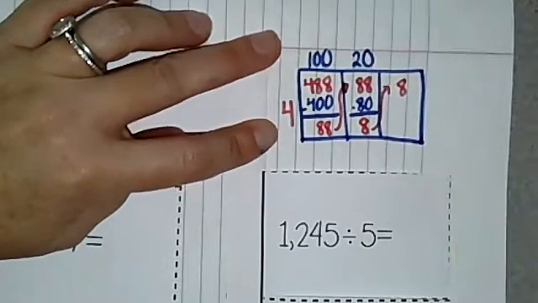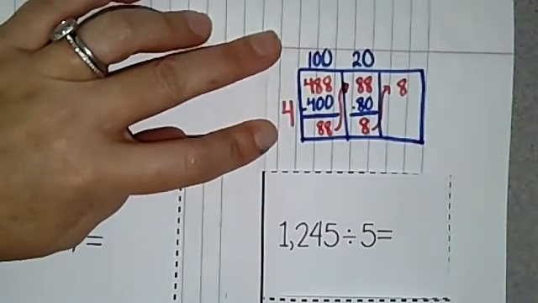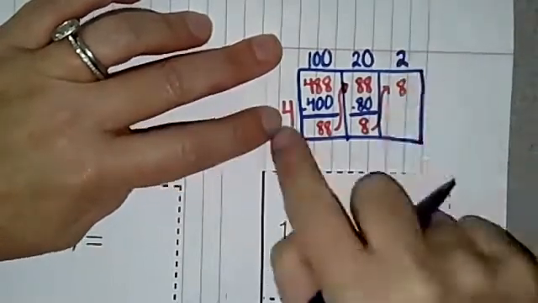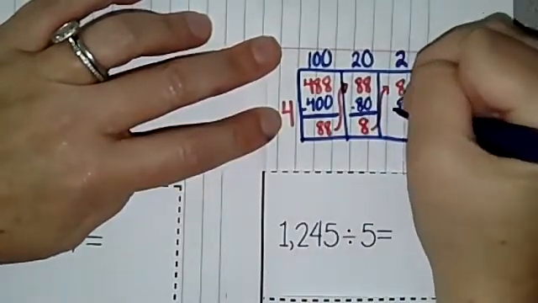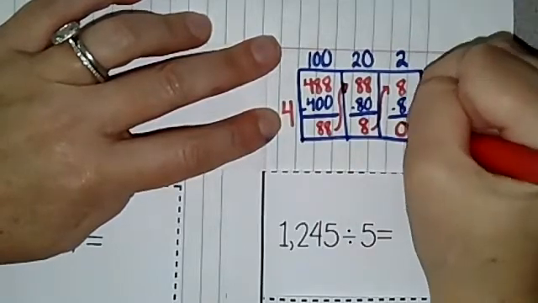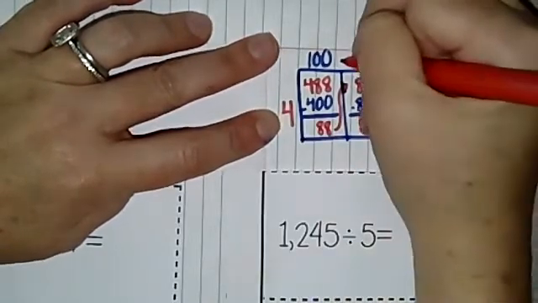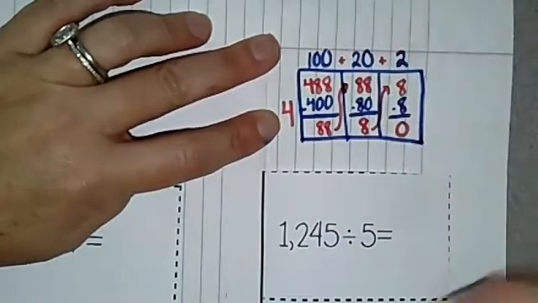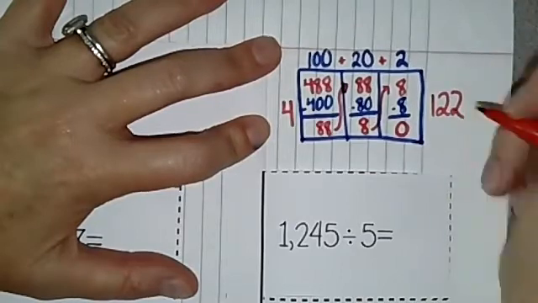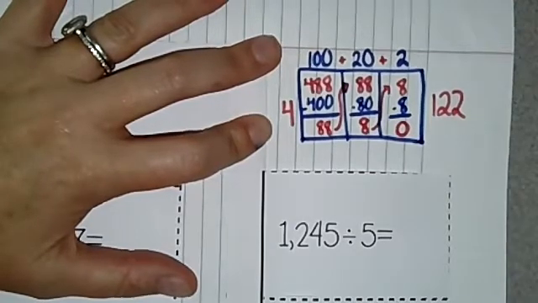All right. How many 4s are in 8? Elise, put your 2 here. 2 times 4, you can subtract out 8. And that gives me, for my answer, 100 plus 20 plus 2. Your answer is 122. 122 is your quotient.